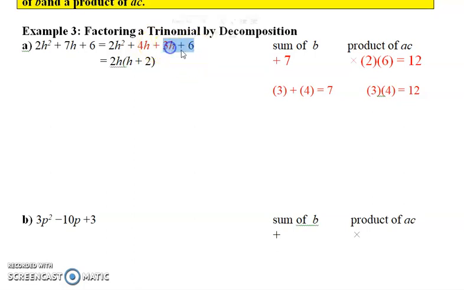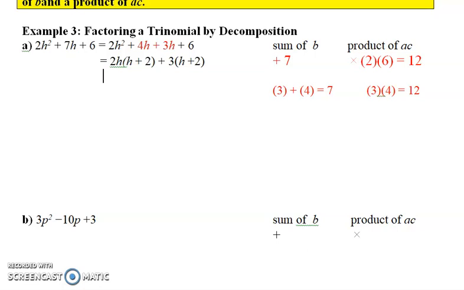Then we do the same thing with the next two terms, the 3h plus 6. What is common in both? What is the GCF of both, the greatest common factor? It's 3. So it's going to be plus 3, leaving you with h plus, and 3 times 2 gives us 6. And we're done. Remember, both of the factors you have left have to be the same. If they're not the same, then you did something incorrect.